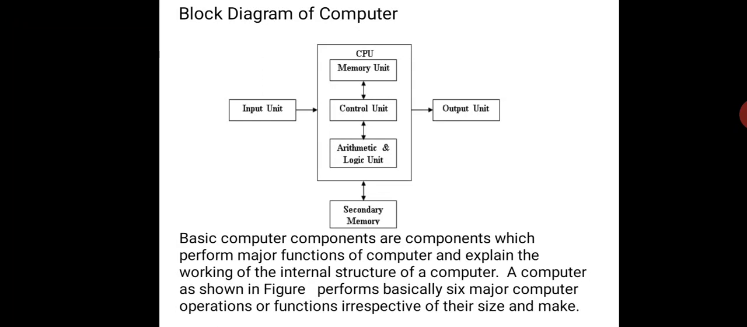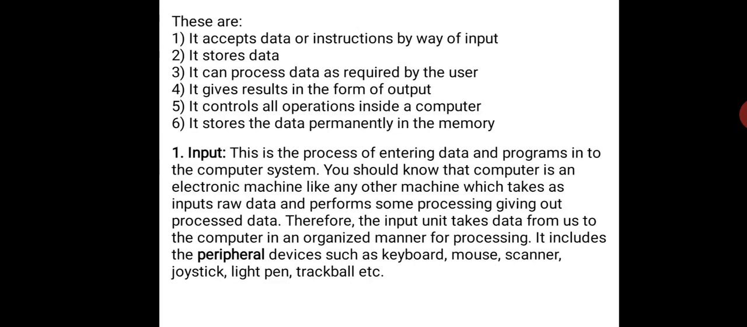Basic computer components are the components which perform the major functions of a computer and explain the working and the internal structure of a computer. A computer, as shown in the figure above, performs basically 6 major operations or functions, irrespective of its size and make. These are: first one, input. This is the process of entering data and programs into the computer system.